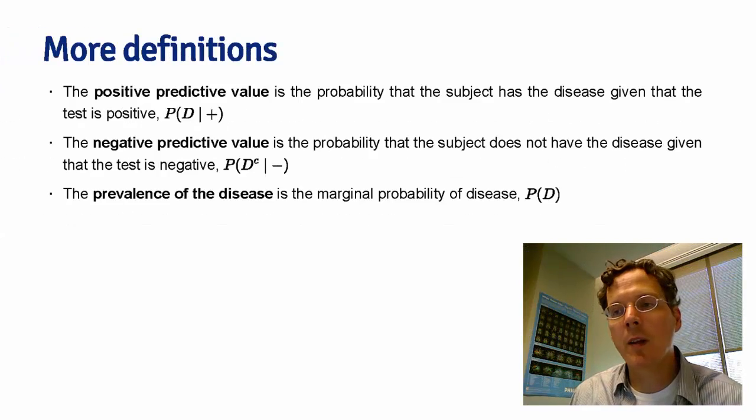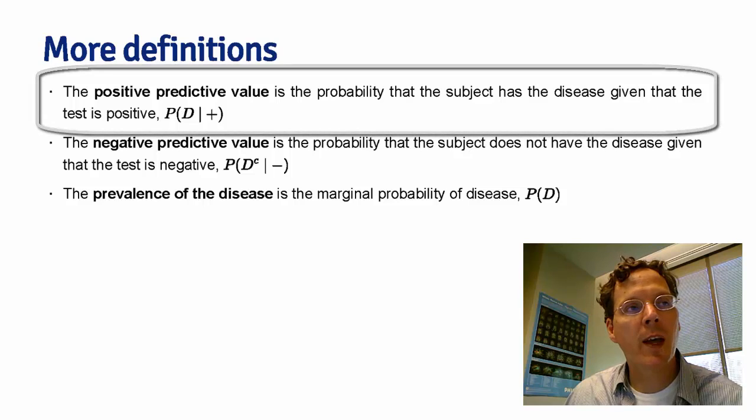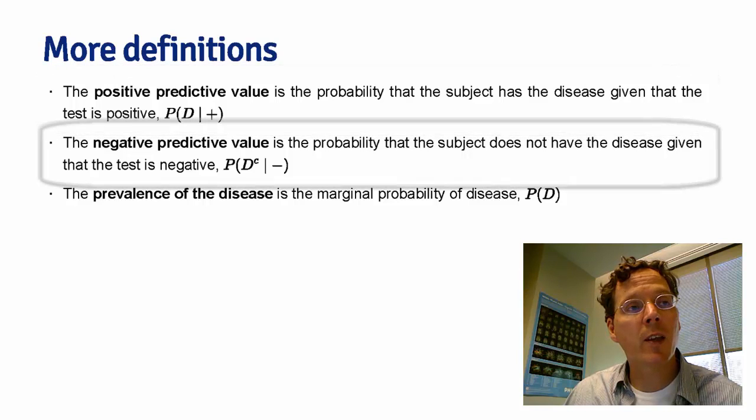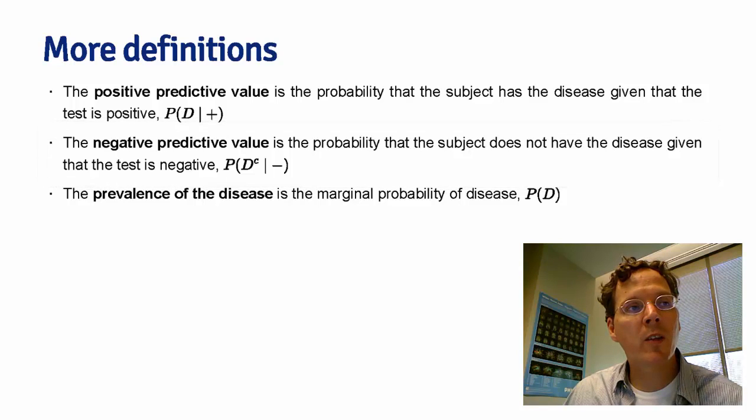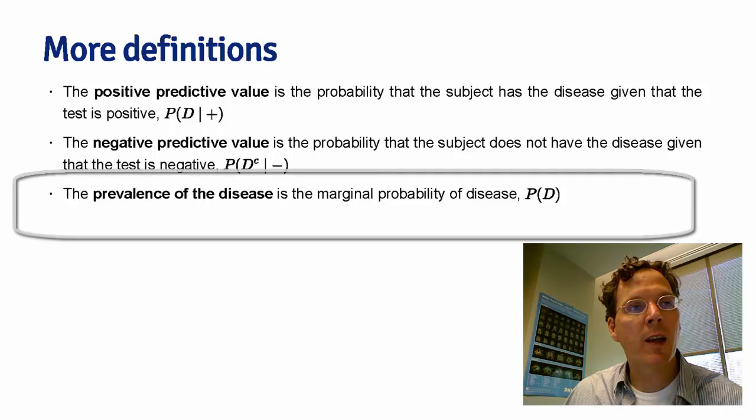If you happen to have a positive test, the number that is most of concern to you is the probability of having disease given that positive test, the so-called positive predictive value. If you have a negative test, you're interested in the probability of not having the disease given that negative test, the so-called negative predictive value. We might say in the absence of a test, the probability of having the disease is the so-called prevalence of the disease.